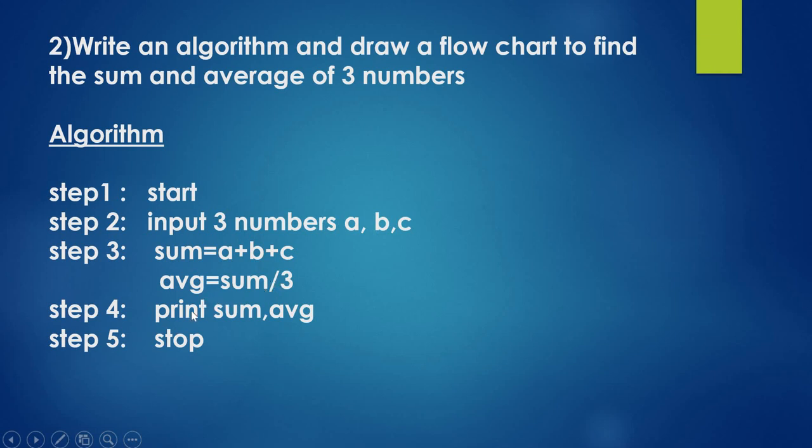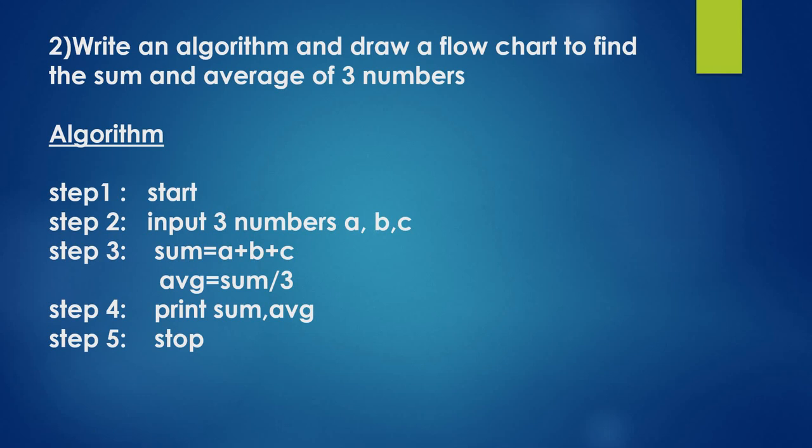Then, output is print sum comma AVG. Here, AVG is used to represent the average. So, when you are printing, the same symbol we need to use. If you are using AVG here, we also need to use AVG there. Then print sum comma AVG. Then stop. This is the algorithm to find out the sum and average of three numbers.